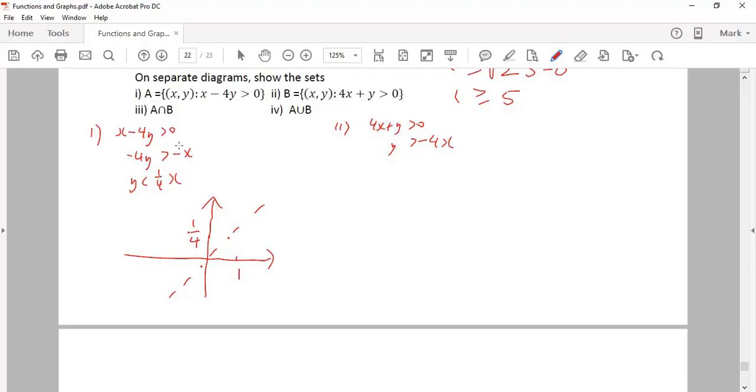So let's test a point that's not on this graph. Let's just test that point there, 1, 0. So that'll be 0 is less than a quarter. So we know that is true. So that means you're going to shade everything on that side.